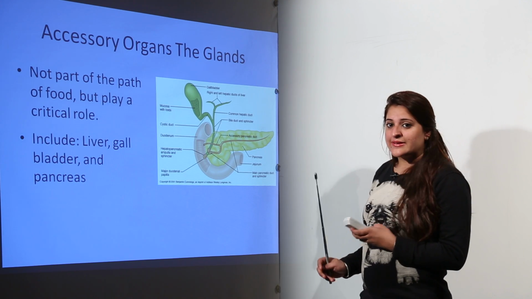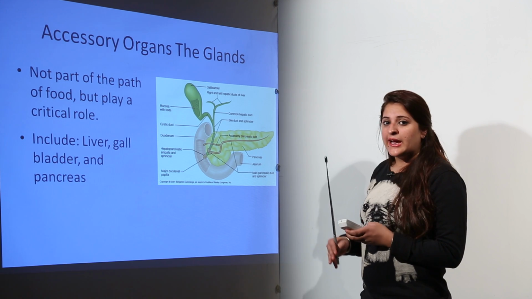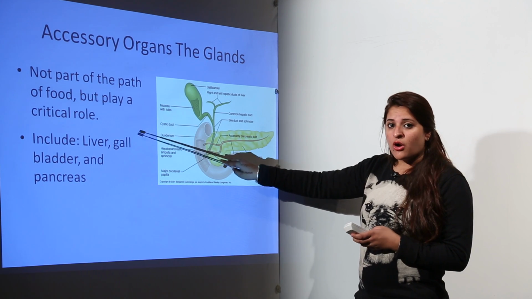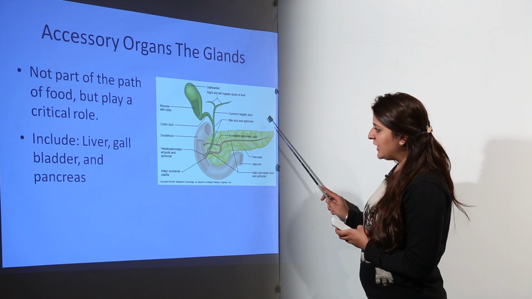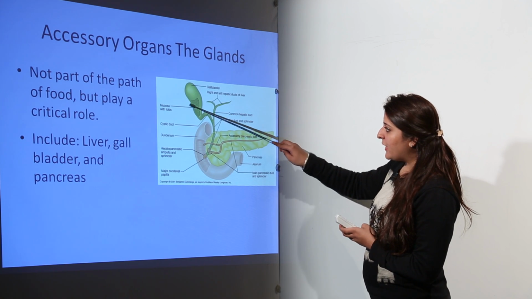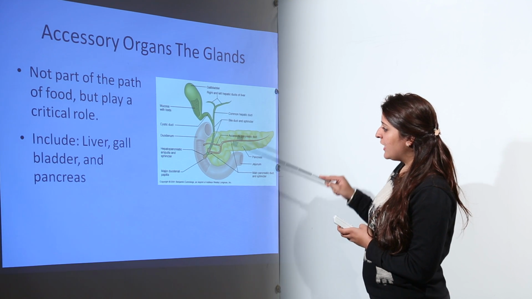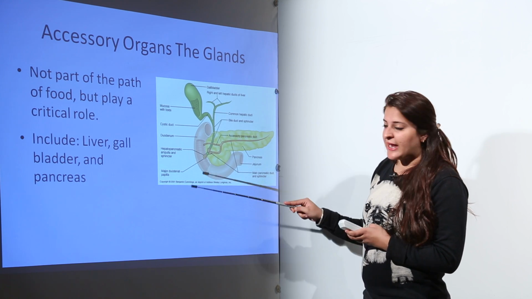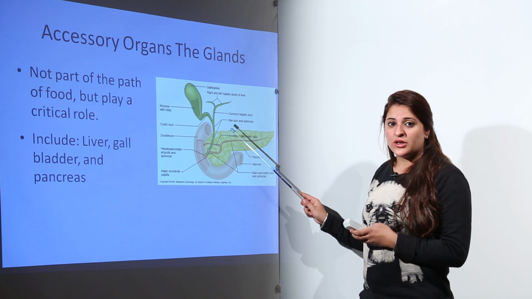There are various accessory glands or accessory organs apart from the digestive system. The food passes through the digestive system, but there are some glands which do not come under the path of food, but they have a critical role in the digestion of food. These include the liver, gallbladder and pancreas. This is the gallbladder, and these are the hepatic ducts extending from the liver. This is the pancreas and this is the pancreatic duct. All these glands secrete some juices and enzymes, and they have an important role in the digestion of the food.